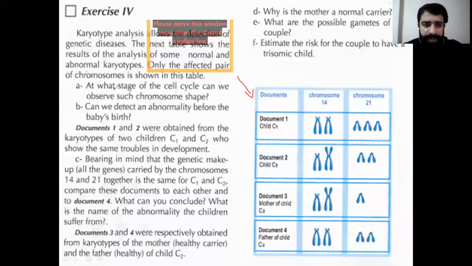So here, part A. At what stage of the cell cycle can we observe such chromosome sheet? The chromosomes are well seen and well observed at a specific stage of the cell cycle. This is known as, who can tell me which phase of the cell cycle? Hariri, which phase? Metaphase. Metaphase, very good. So بنشوف in the past they are described at the metaphase.